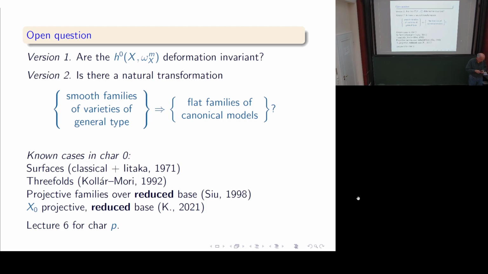Somewhat recently, I solved the case when the base is still reduced, so that's still a problem, but I only assume that I start with something projective. I don't assume that the deformations themselves are projective. And in fact, you might say maybe this does not happen, but there are lots of examples where we start with a projective smooth variety of general type and deform it, where the deformation itself is not projective. So the total space is not projective.